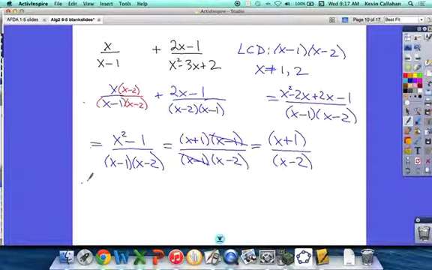That's the answer, right? This is the answer, and with those restrictions. It'll ask for both parts of that. Can you just put this in the calculator? No.